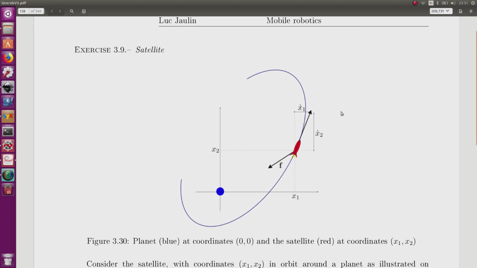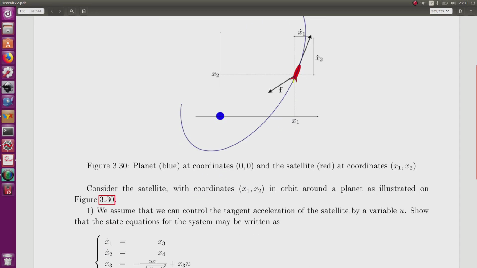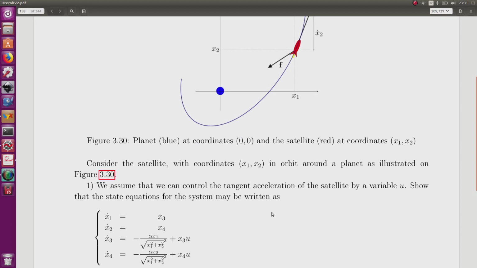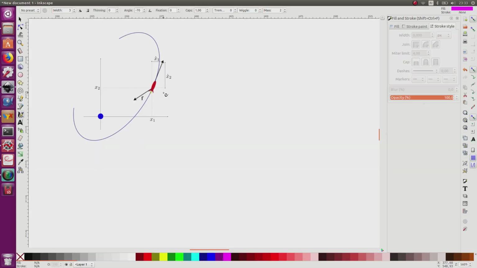In this exercise, we have a satellite represented here in red and the Earth represented in blue. The satellite is turning around the Earth. It is in orbit, and we assume that we can only control the tangent acceleration, which corresponds to the control variable u. The first question of this exercise is to find a model described by the following equation.